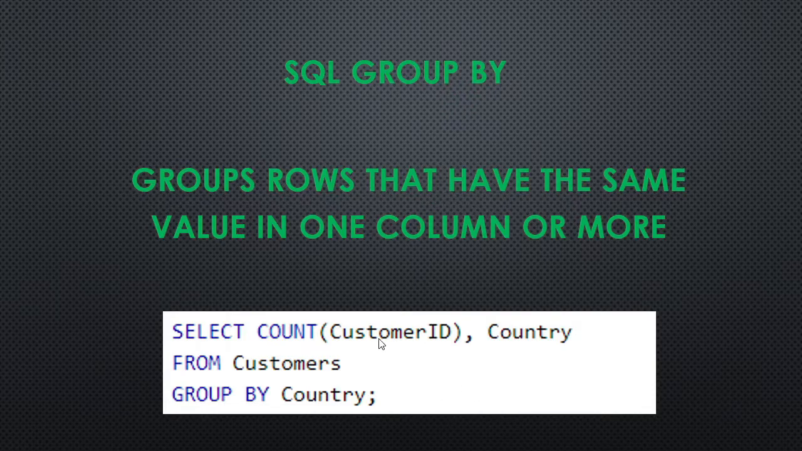If we select, for example, the count of the customers based on the country, we need to retrieve the count and the country from the customers table, and we need to group based on the country. So I need to know how many customers I have from the city, for example, New York or New Delhi or Amman, etc.